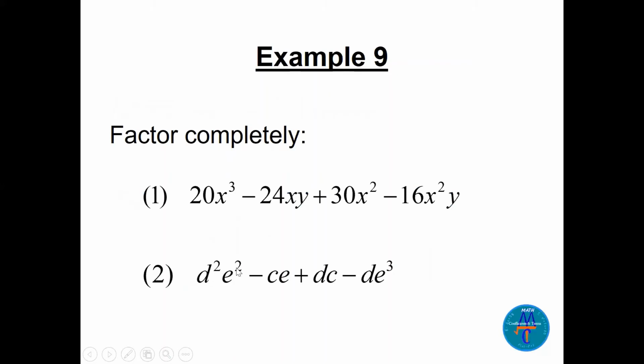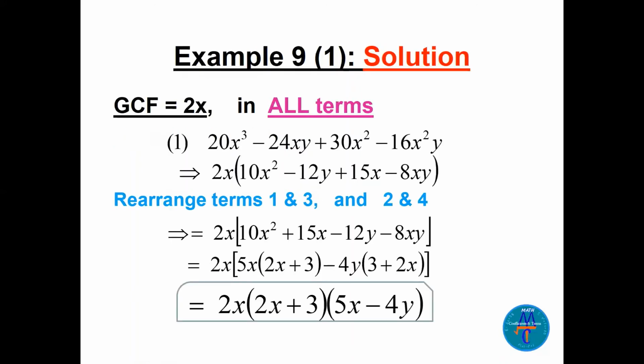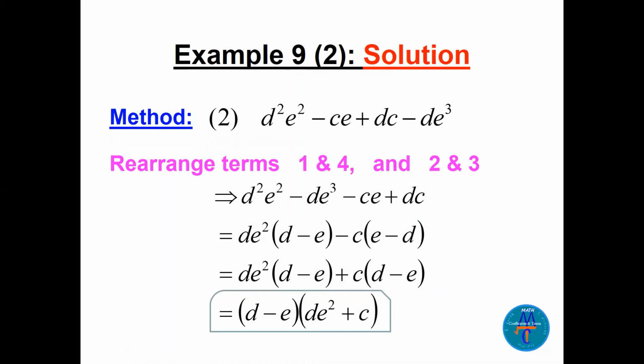D squared E squared minus CE plus DC minus DE cubed. Maybe it's easier than this one. Try the first two and the last two. It will not work maybe. You rearrange it if you like. Are you ready to see the solution? Okay. Now you have enough time, you have tried. Let's see, I hope you get the correct answer. The correct answer in factored form is D minus E, bracket, DE squared plus C.